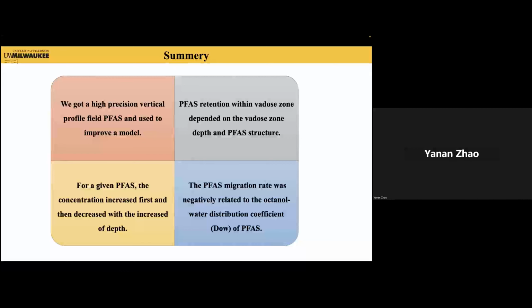At the end, I want to say up to now we got a high precision vertical profile, and we know the PFAS retention within the vadose zone depends on the vadose zone depth and the PFAS structure. And for a given PFAS, the concentration increased first and decreased when we increased the depth. And the PFAS migration rate was negatively related to the octanol-water distribution coefficient.